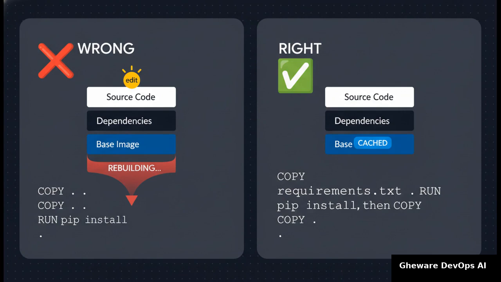And why is it so wrong? Well, because every time you change a single line of your application code, Docker has to throw away that layer and then rebuild the entire slow dependency layer that comes after it, every single time. But by just reordering, copying only the requirements.txt file first, installing your dependencies, and then copying your code, we create this stable dependency layer that almost never needs to be rebuilt.